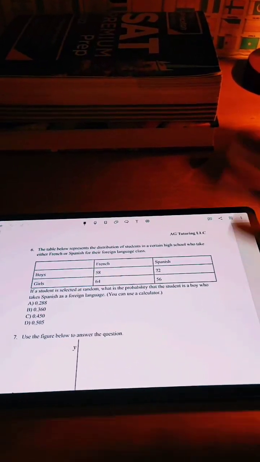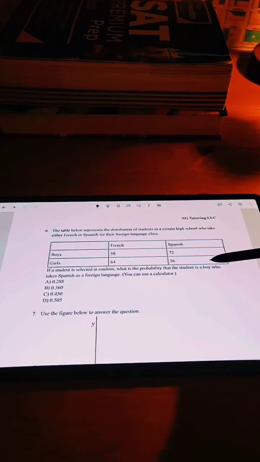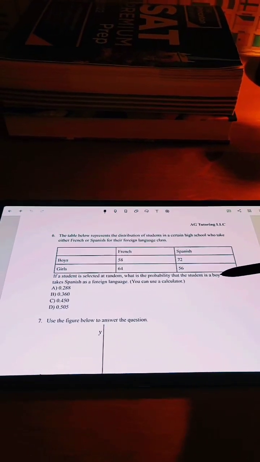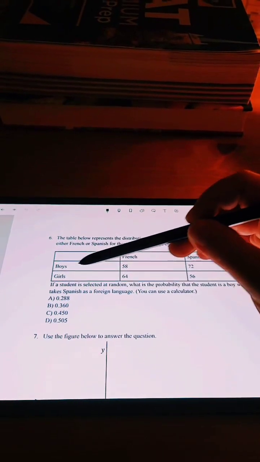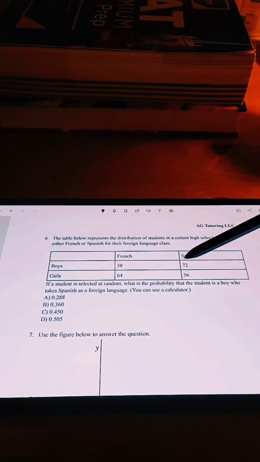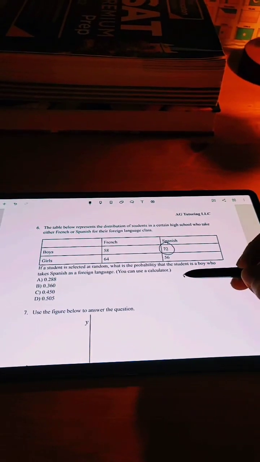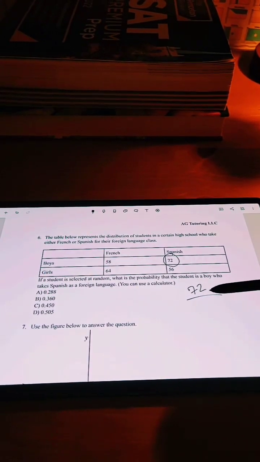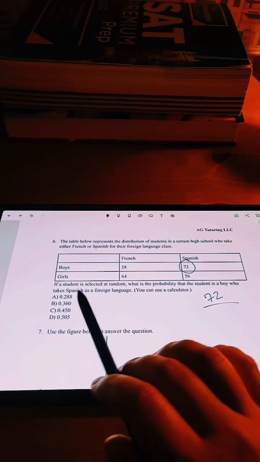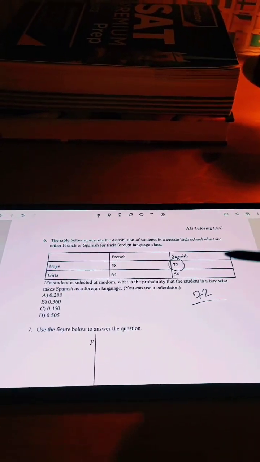over the total number of chances, or the total possible outcomes. So the question's asking you the probability that you have a boy taking Spanish. So we're going to look for where boys are taking Spanish. So that's talking about 72 as our desirable outcome on top. So there's 72 desirable outcomes out of, we're selecting from all the students, right? Out of the total number of students.